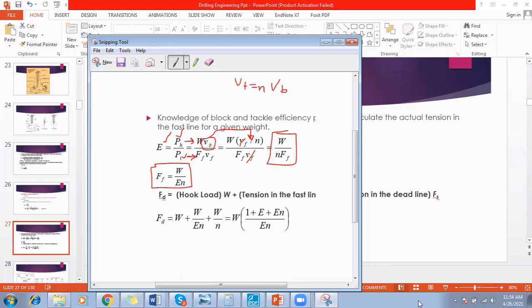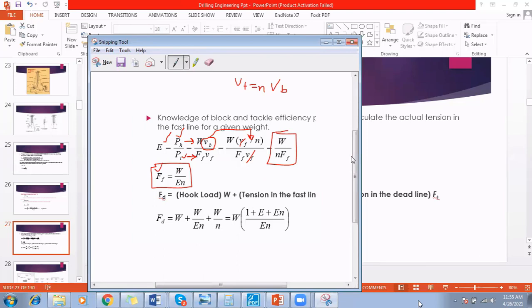And if you make a rearrangement for the value Ff, what was Ff? Is there any student who may tell me what is Ff? After this discussion, you should have an idea of what Ff should be. What is Ff? Tension of fast line. Very good. So Ff is actually the tension in the fast line or tension on the fast line.